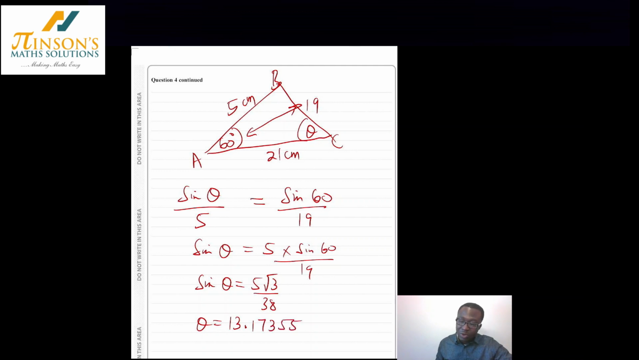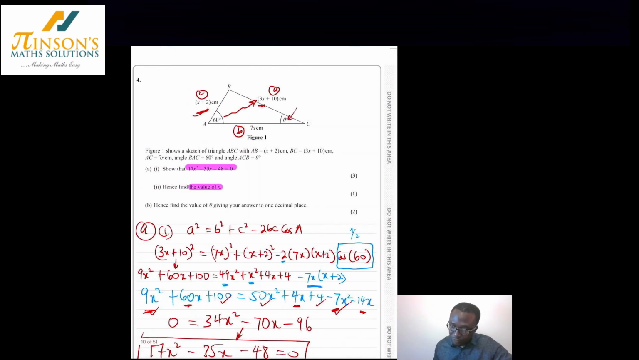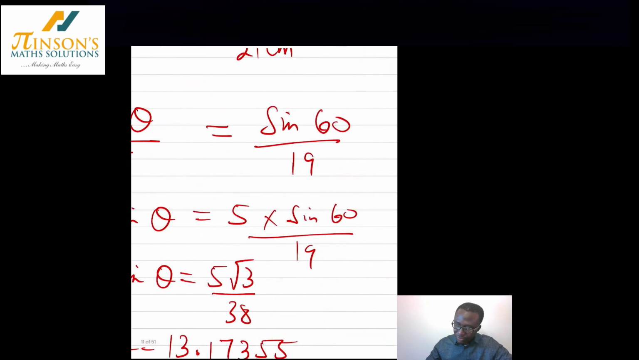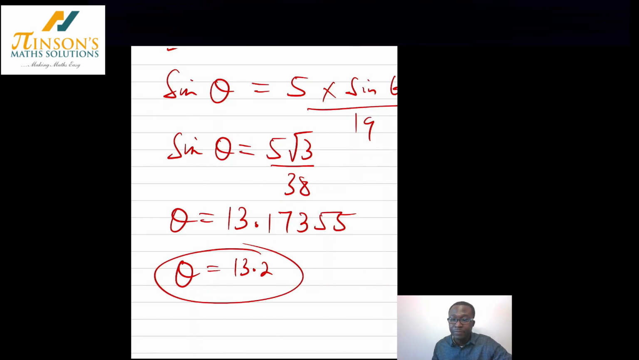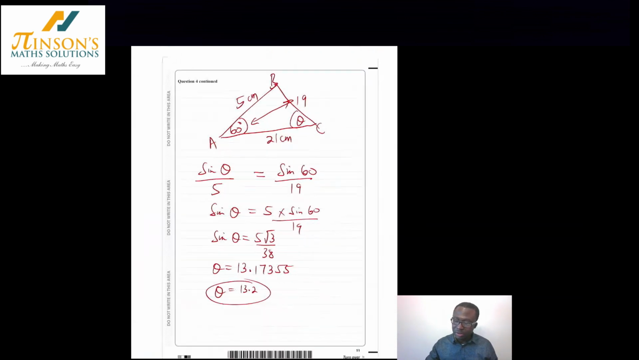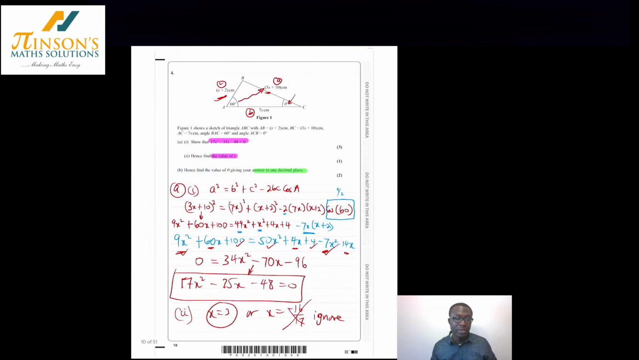13.17355. And then we'll go and read the question to see how many significant figures or decimal places we've been asked for. So it's very important to always check. We've been told to leave our answer to one decimal place. So we go back there, rewrite the answer, and see the angle is 13.2, and that's our answer. So that is done, and that is question 4 on the paper.